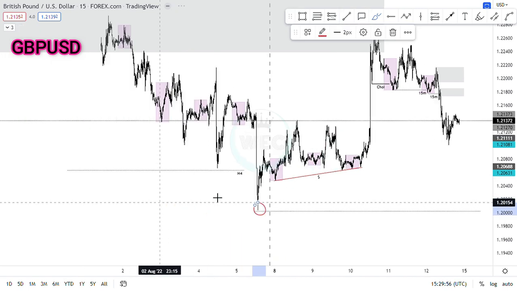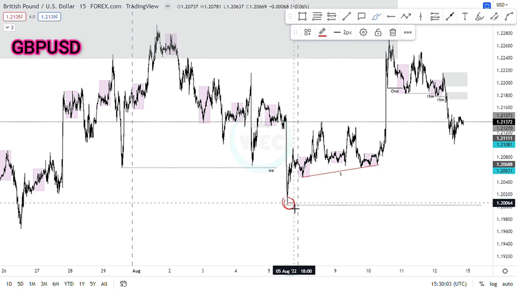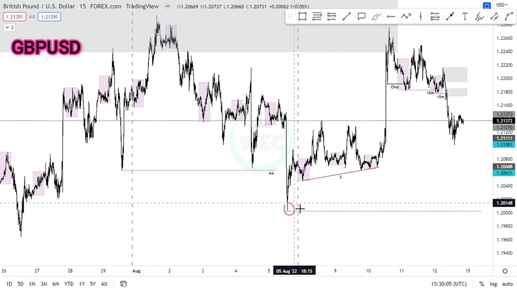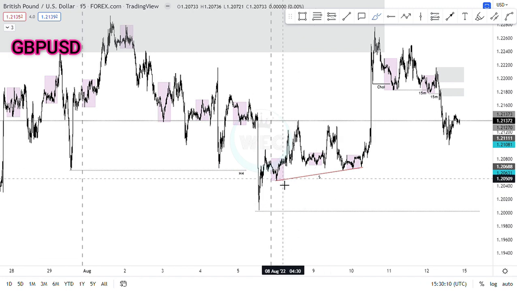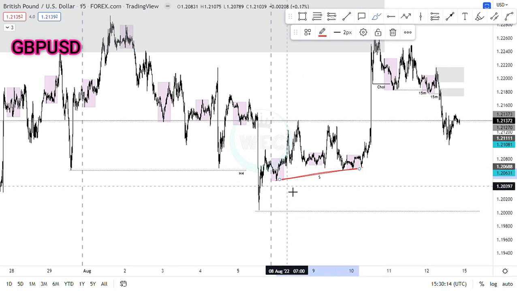First of all, this was the low that was created from the last 2 weeks, and you can see that it has not been taken out. So that was liquidity built from 2 weeks ago. Apart from that, we have these lows in here which were built from last week. So this was last week's low.